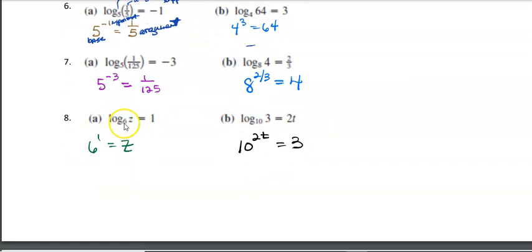Okay, continuing on. Your base is 6. Logs equal exponent. Your exponent is 1. And this has to equal your argument, which is z.